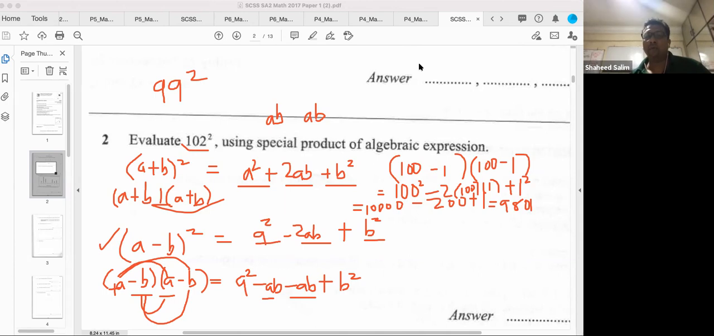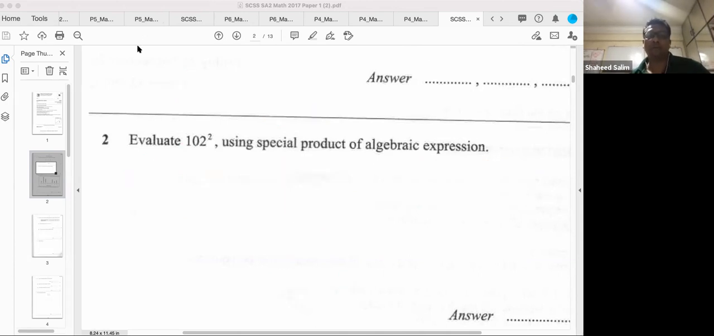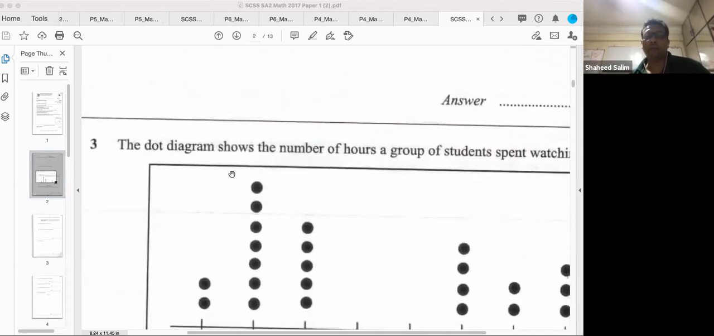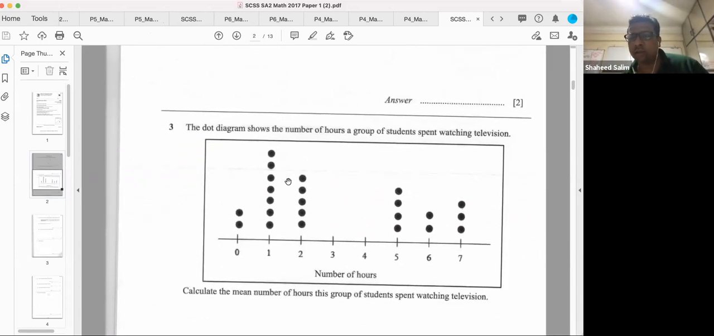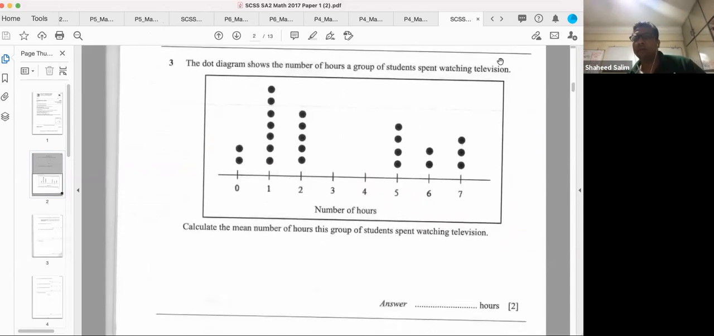Okay, now we move on to the next one. Next one now. This one, were you tested on it or not? This thing, were you tested? Yes. So do you know what one dot represents? This one dot is what?